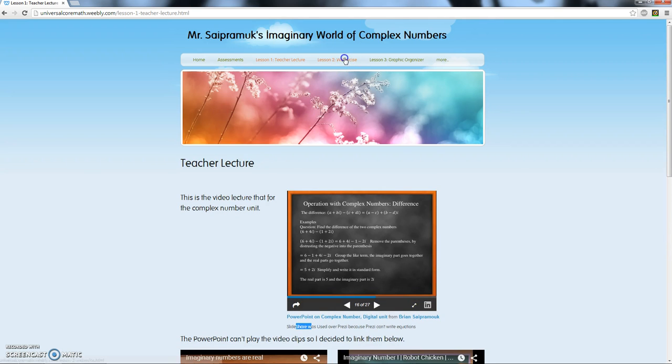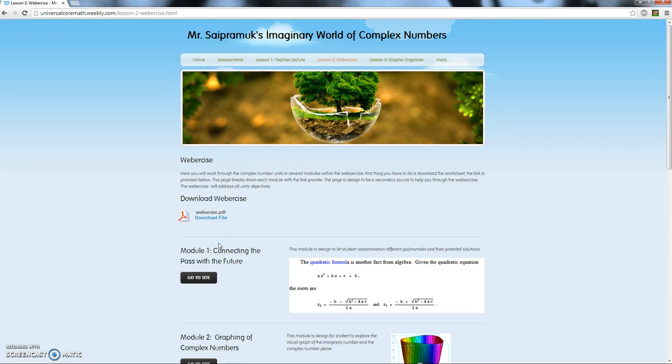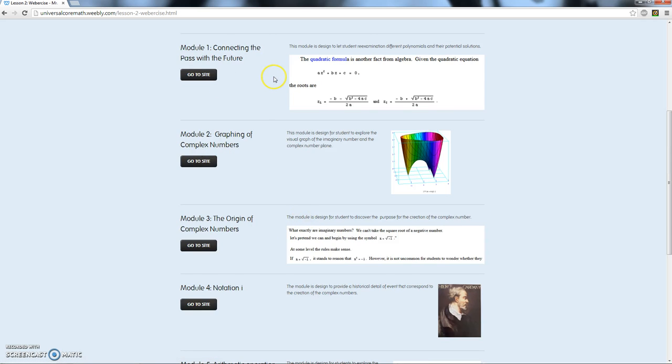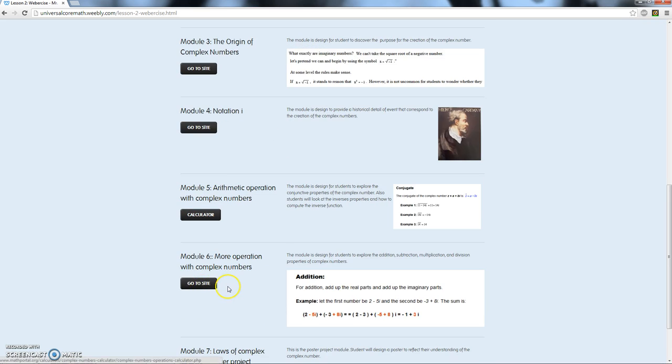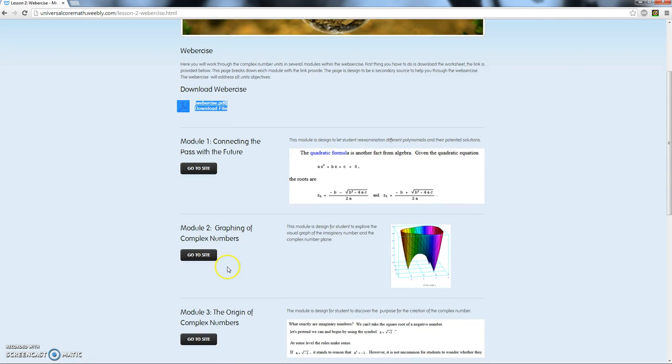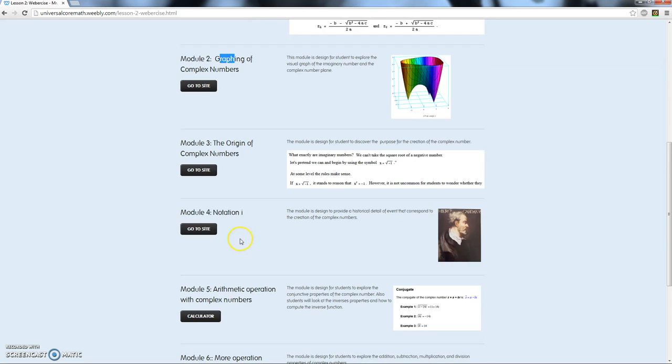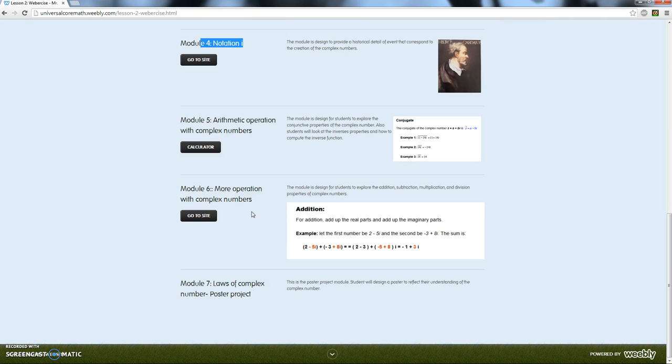Things like that. Now the WebAssign. The WebAssign one, you can download it as a PDF right here where you download the WebAssign, but also I broke it down into small parts and kids can actually go to the site, and these are sort of the different modules within it. There are 6 modules. The 7th one is the poster project. Going over it, module 1 is accessing prior knowledge. 2, a graphical model. 3, the origins. Module 4 is the notation i, which takes the historical point of view.